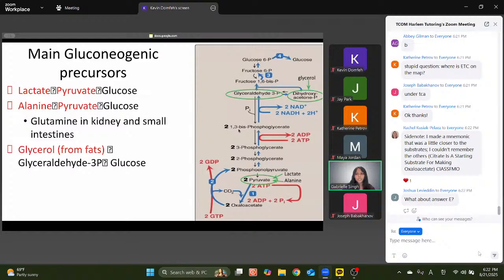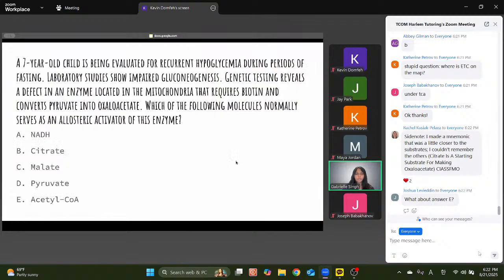All right, next question. A 7-year-old child is being evaluated for recurrent hypoglycemia during periods of fasting. Laboratory studies show impaired gluconeogenesis. Genetic testing reveals a defect in an enzyme located in the mitochondria that requires biotin and converts pyruvate into oxaloacetate. Which of the following molecules normally serves as an allosteric activator of this enzyme?